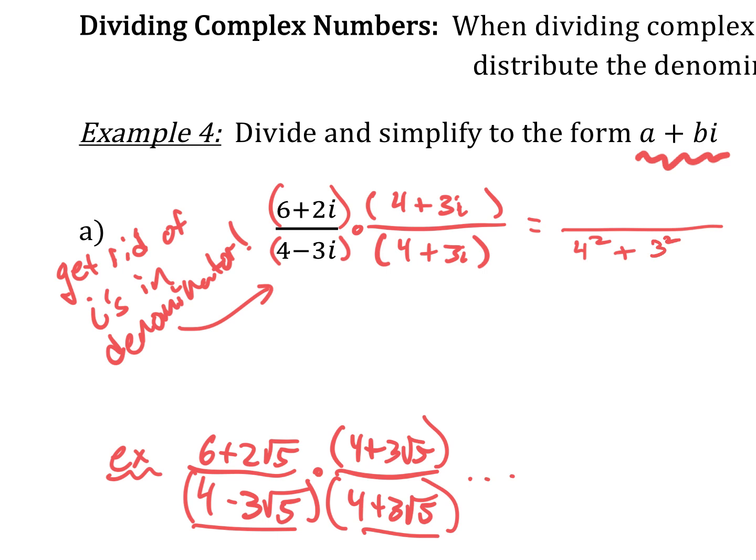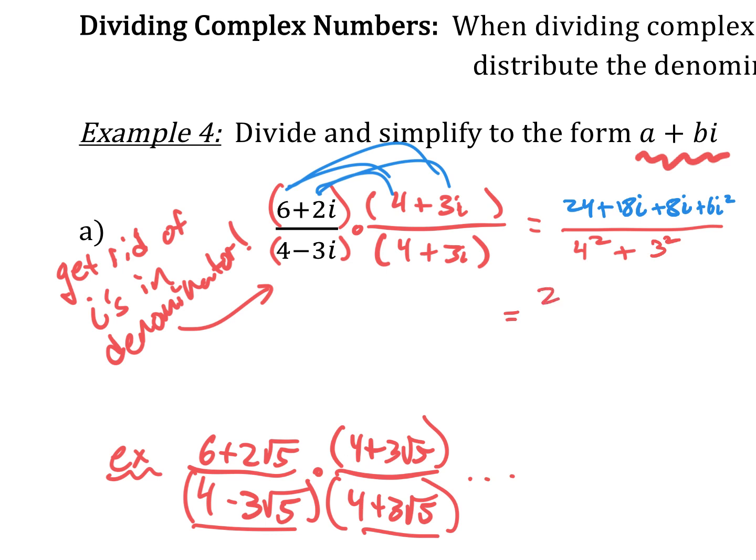All right, now if you forget that, then go ahead and multiply it out. It doesn't hurt anything. But I want you to see you can use that rule once you understand what's going on. Now the top, we've got to multiply this out. 6 times 4, 24. 6 times 3i, that would be 18i. 2i times 4 would be 8i. And then 2i times 3i, that would be 6i squared.